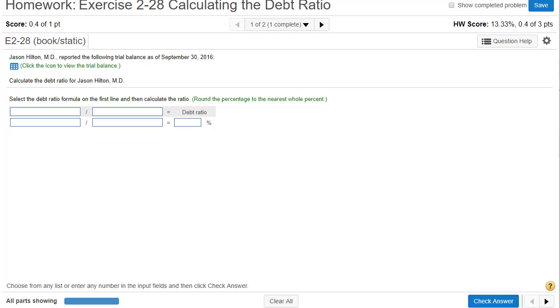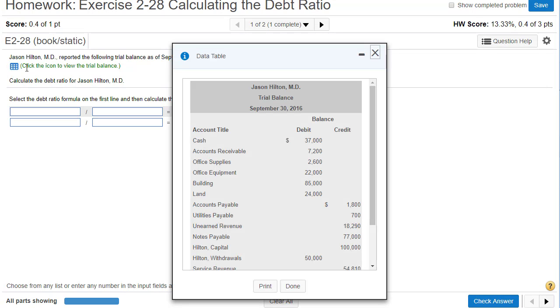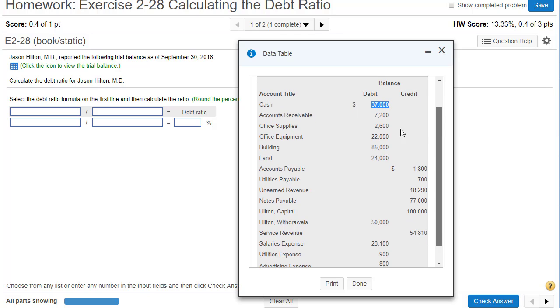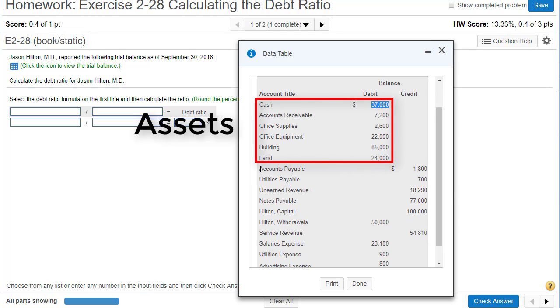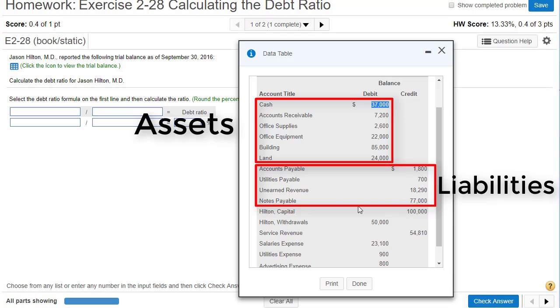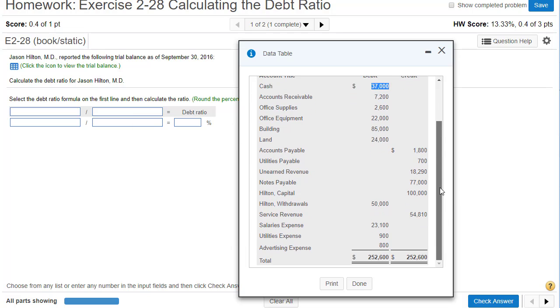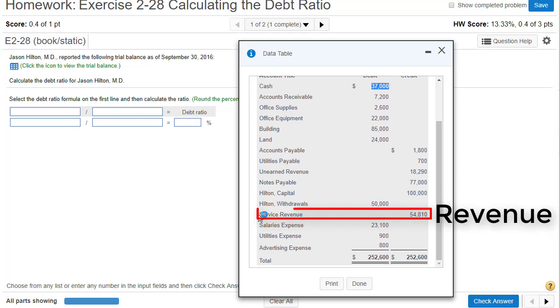Exercise 2-28, we're going to calculate the debt ratio. So Jason Hilton, medical doctor, reported the following trial balance as of September 30th. So here's our trial balance data. Now remember, a trial balance is just a list of all the accounts that have a balance, and then it lists each account's balance on the plus side of the account. So the order of the trial balance is always assets first, then liabilities, then our capital and our draw account, which we consider equity, and then our revenue accounts, in this case just one, and then our expense accounts.